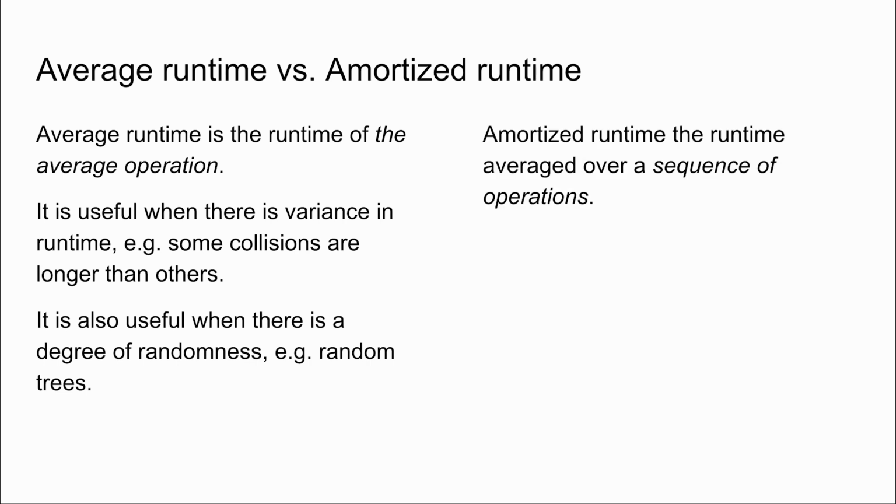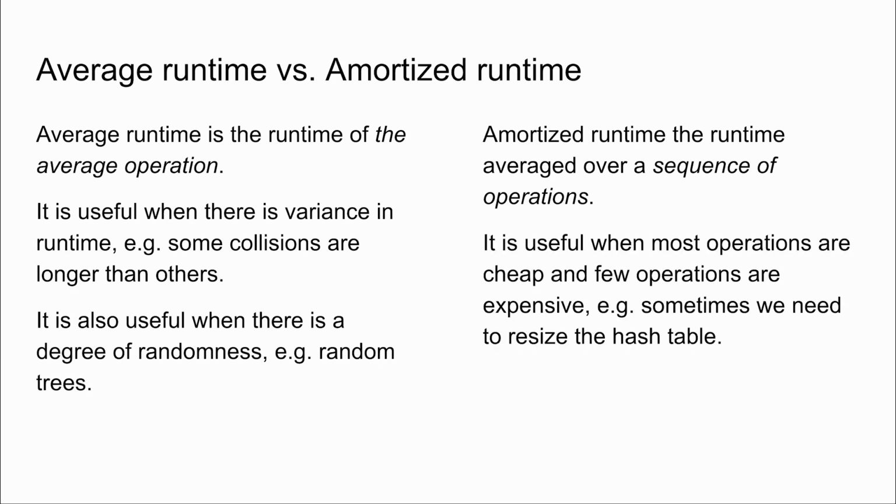Amortized runtime is the runtime averaged over a sequence of operations. It is useful when most operations are cheap and few operations are expensive. For example, most insertions are cheap, but sometimes we need to resize the hash table, which is expensive. In our case, it's true that there is variance in the runtime, and we mostly have cheap operations with few expensive operations. So for a hash table, it's useful to look at both average runtime and amortized runtime.